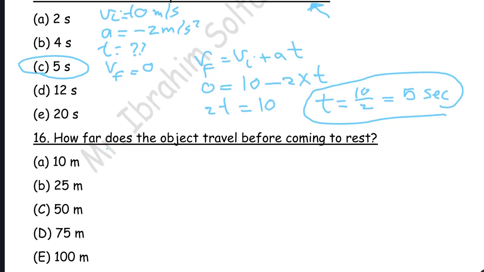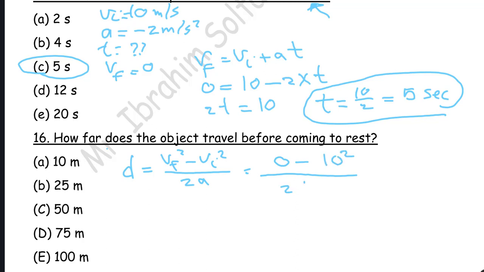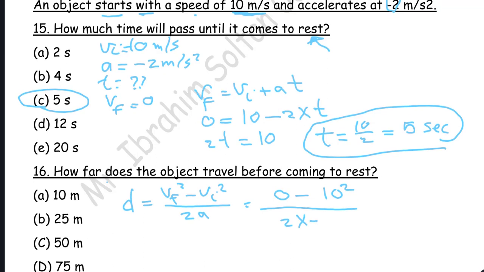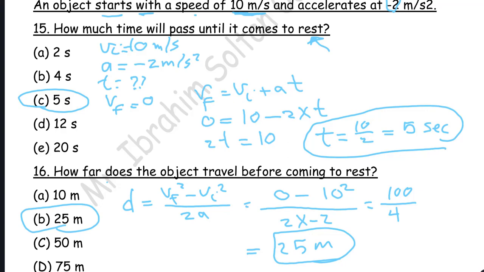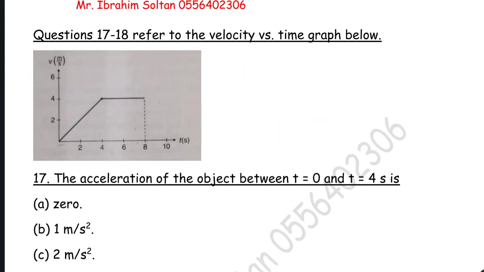How far does the object travel before coming to rest? He needs to calculate the distance. We can use any equation you like, V final square minus V initial square over 2a, V final square 0 minus V initial square, 10 square over 2 times acceleration, as we said, negative 2, so 100 over 4 because the sign goes up and down, so 25 meters. So the object will move 25 meters until it stops. Let's go to another problem.